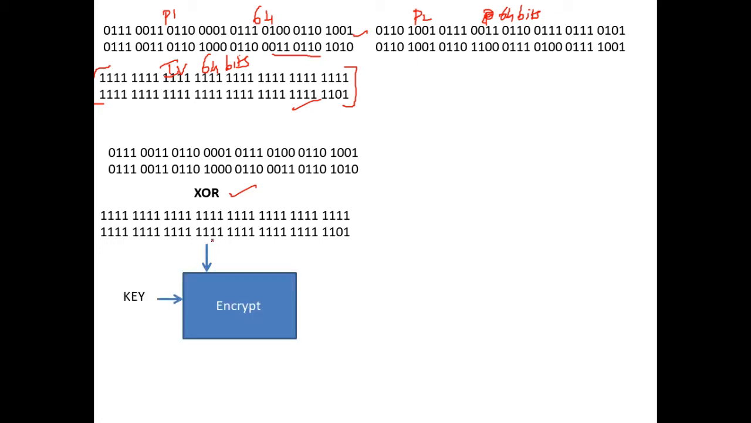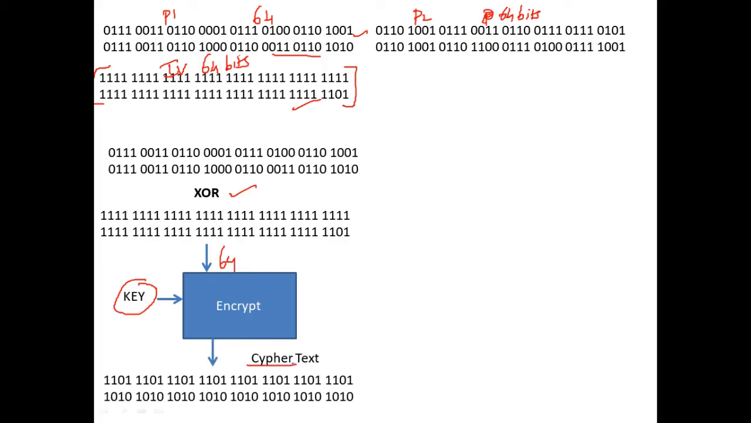And then we feed this output to an encryption algorithm. So we feed 64 bits of this output to an encryption algorithm. This uses a key, and then this creates a ciphertext of 64 bits. We can call this ciphertext C1. So our encryption of block 1, P1, is done.